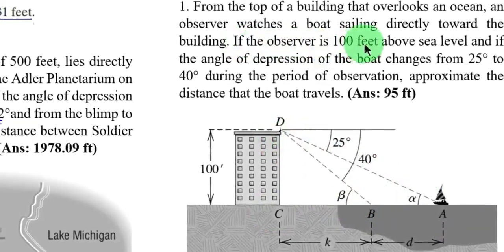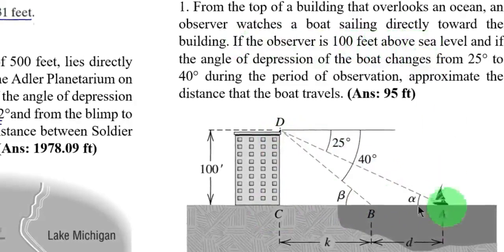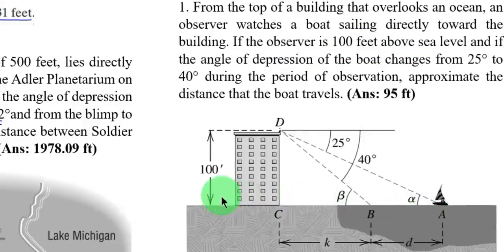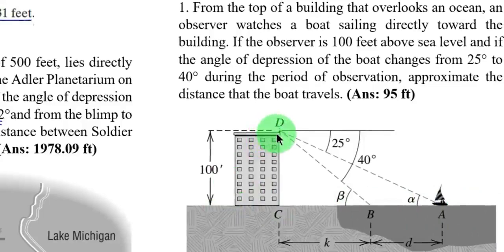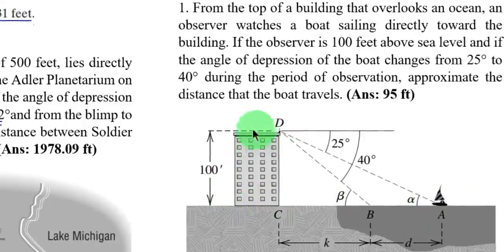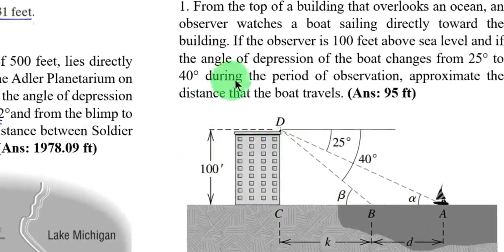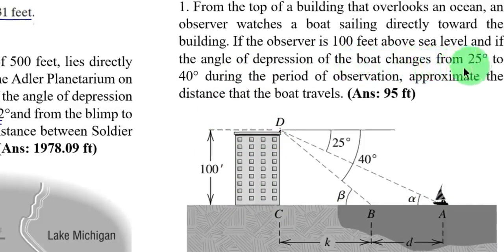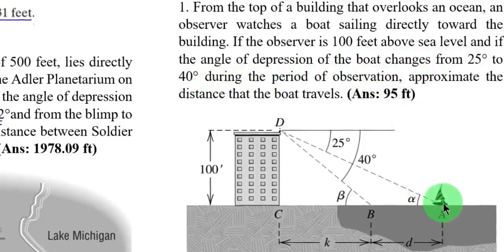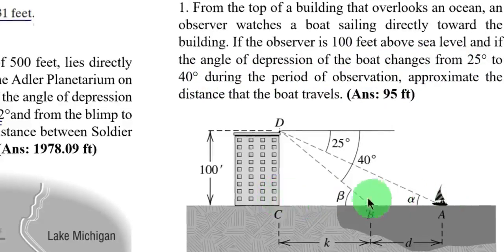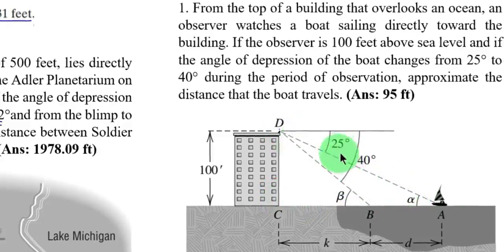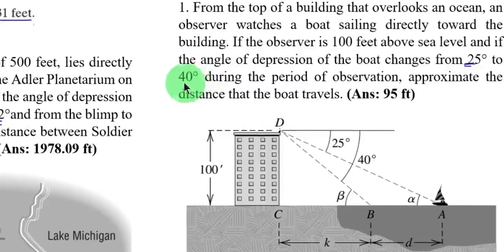If the observer is 100 feet above the sea level, so this is the sea, and this is the location of the observer, so we have 100 feet. The angle of depression of the boat changes from 25 degrees to 40 degrees during the period of observation. So if this is the boat and it is moving towards the building, the angle of depression will change from 25 to the given 40.